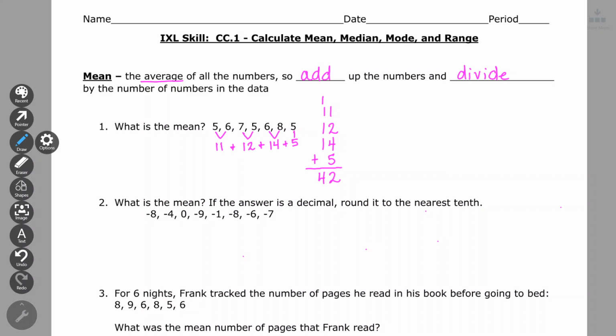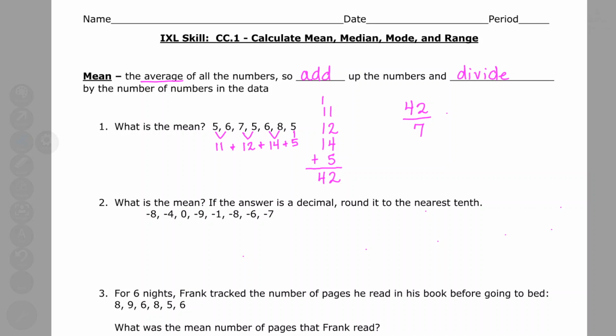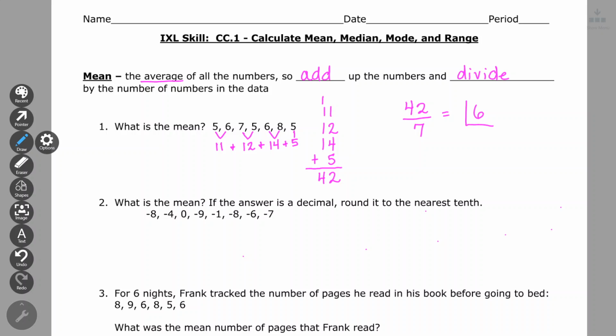Now, we've then got to divide by the number of numbers in the data. So let's count. Here's 1, 2, 3, 4, 5, 6, 7. So we've got to say, okay, 42 divided by 7. There are 7 numbers in the data, and the sum of those 7 numbers is 42. So that's where we got a 42 and a 7. So 42 divided by 7 is 6. So the answer is 6. 6 is the mean for this set of data.